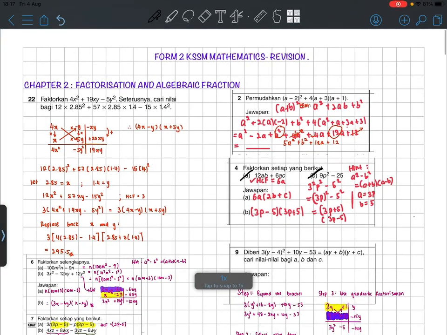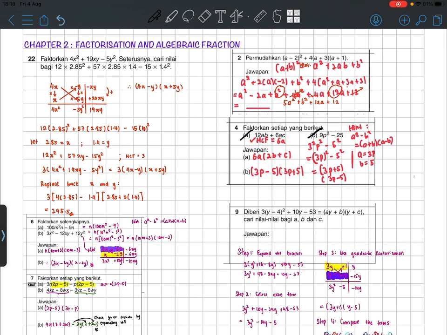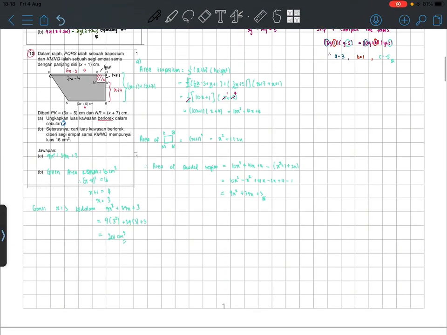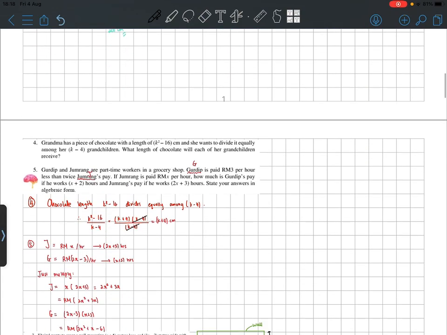So today we are going to do a little bit of revision regarding Form 2 KSSM Mathematics. This is chapter 1 and chapter 2 that we are going to discuss. We are going to kick off with chapter 2 regarding factorization and algebraic expression, algebraic fraction. As you can see, we have been doing several questions, and they have been solved in our previous class.